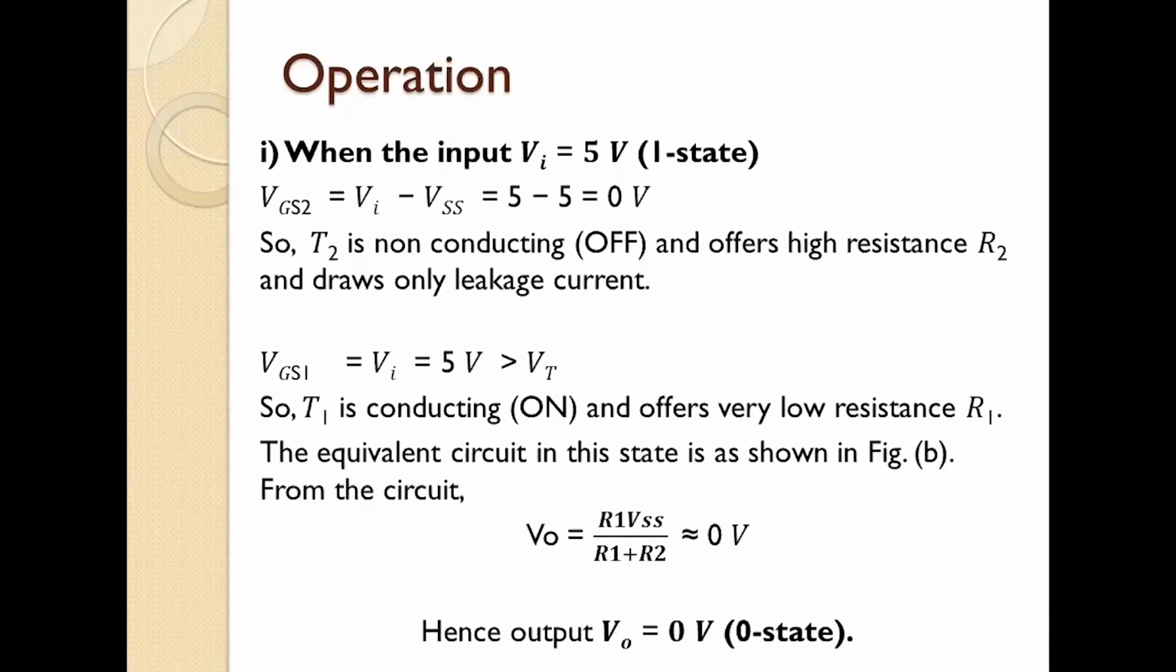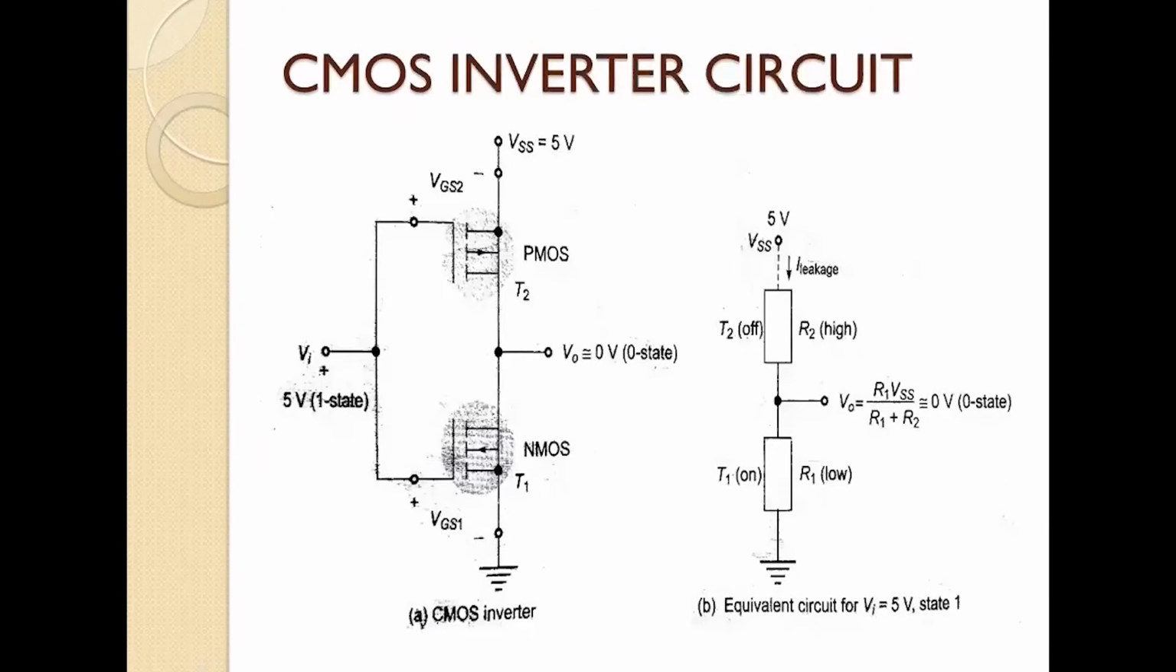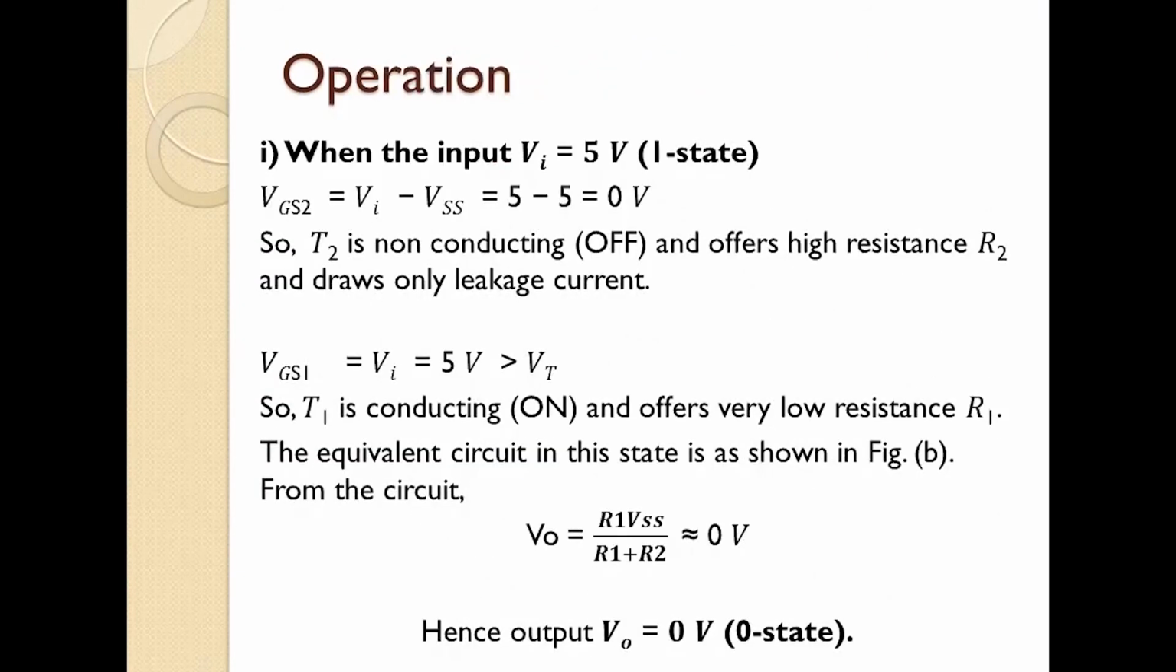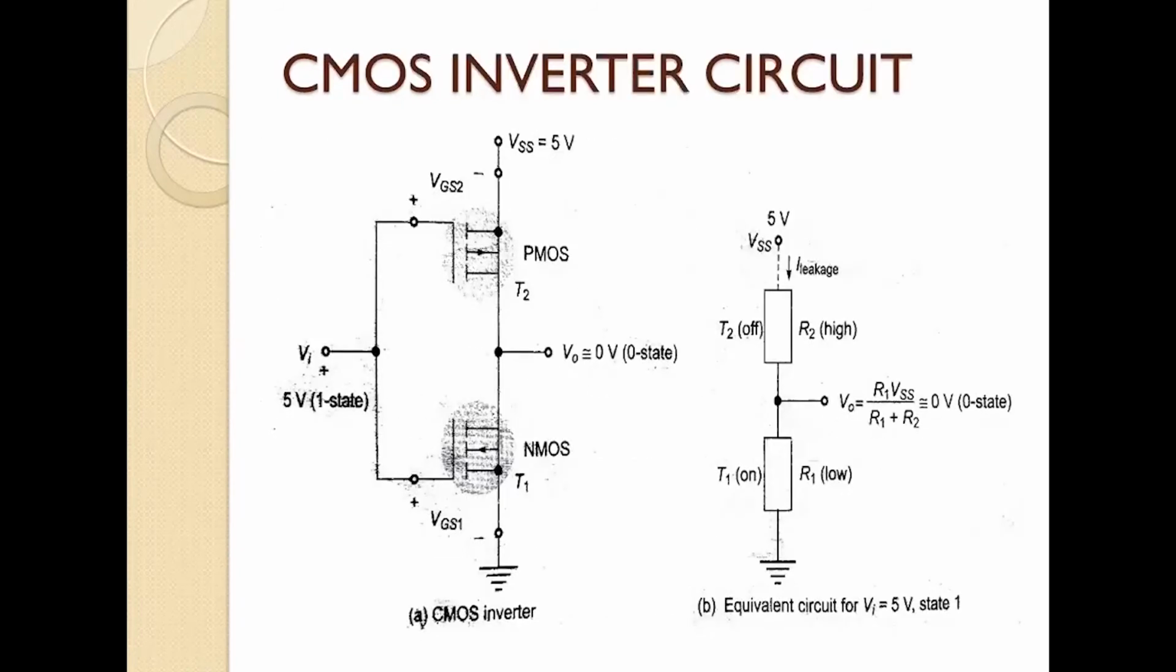So if your PMOS is off, it offers very high resistance. See here, T2 does not conduct, it offers high resistance. See here, this is your equivalent circuit. T2 is off, the resistance is high. And your NMOS T1 is on, your resistance is low. That means this equivalent circuit is the same as two resistors. This is one resistor and this is one resistor.